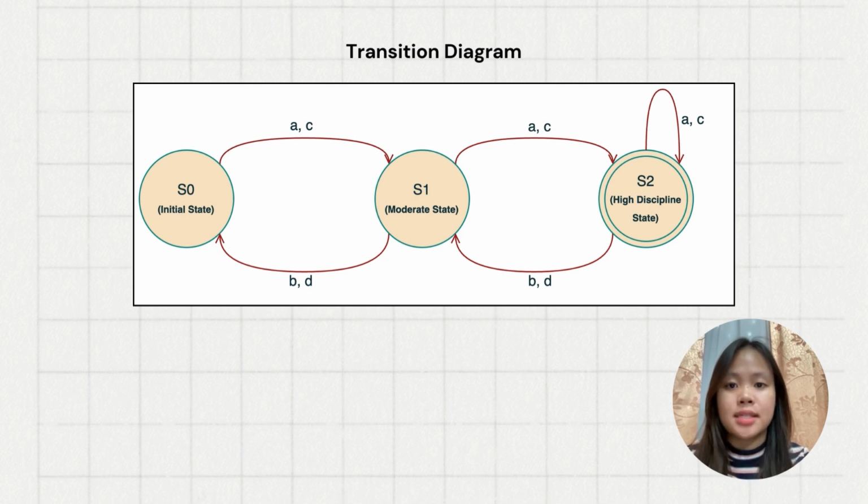The states and transitions are defined earlier, so from the diagram, we can observe that the students will start at the initial state, where a student has no submissions or irregular attendance. When a student completes assignments on time or attends scheduled classes, they will transition to the moderate state, and if a student misses assignment submissions or classes, they will return back to the initial state.